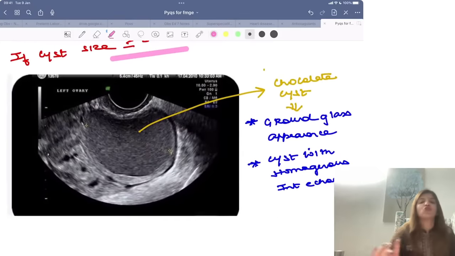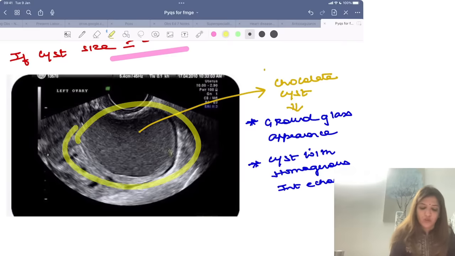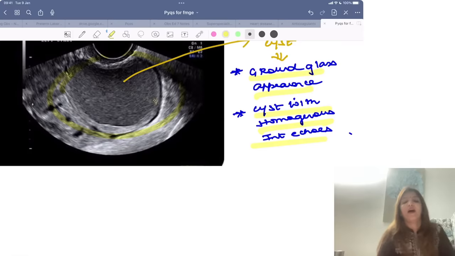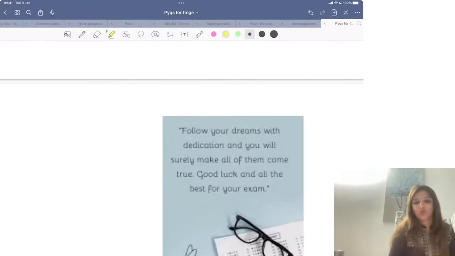A typical thing about a chocolate cyst is that on ultrasound, a cyst normally should appear pure black in color, but a chocolate cyst will never appear pure black. It will give you a picture like this, which is called ground glass appearance. In this question, sometimes instead of ground glass appearance, they can write a cyst with homogeneous internal echoes. Whenever it says there is an ovarian cyst with homogeneous internal echoes, that means it is a chocolate cyst. Ground glass appearance or homogeneous internal echoes.